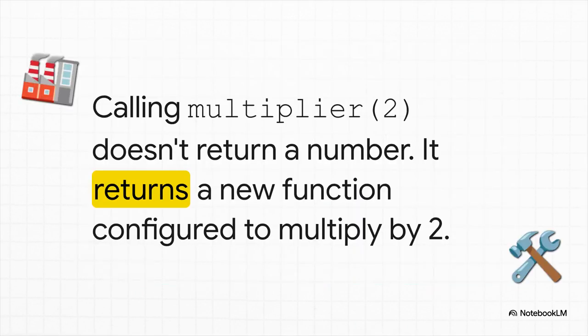Okay, let's make this real. Look at this multiplier factory. When we call it with the number 2, we're not getting a number back. No way. We are getting a whole new function. A specialized little machine that is now permanently set up to multiply anything you give it by 2. We've just created a custom double function.